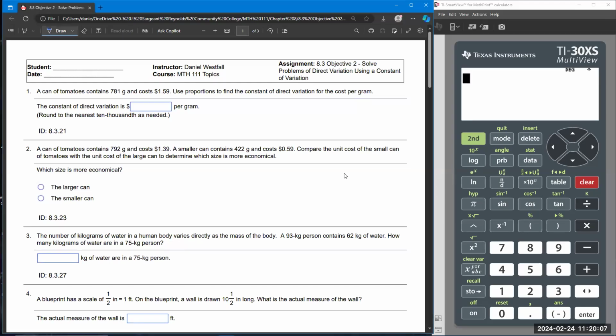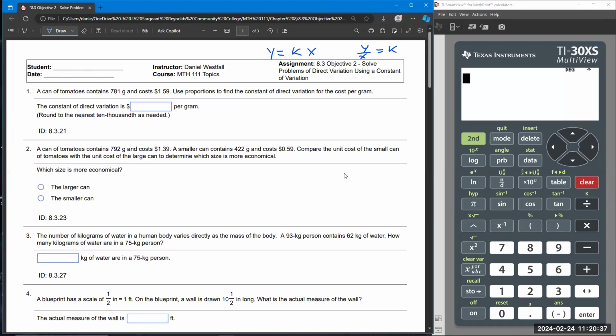In this video, we're going to talk about 8.3 Objective 2, where we solve problems of direct variation using the constant of variation. So what they're talking about here is any direct variation problem can also be written in the form of y equals kx, where y divided by x equals k. K is a constant of proportionality here.